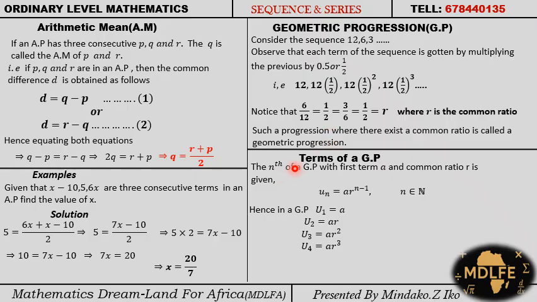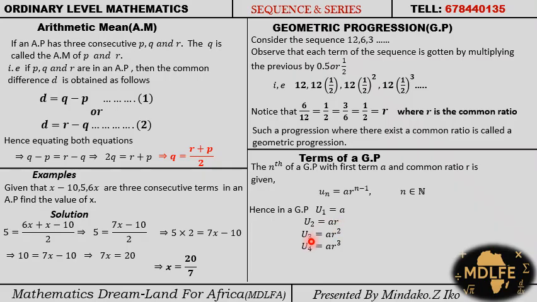Alright, so let's look at the terms of a GP. The nth term of a GP with first term A and common ratio R is given by this: Un equals A times R to the power n minus 1. Here n should be a natural number. So hence in a GP, the first term u1 is A, and u2 is A times R, where R is the common ratio.